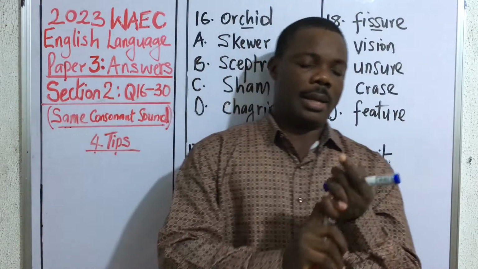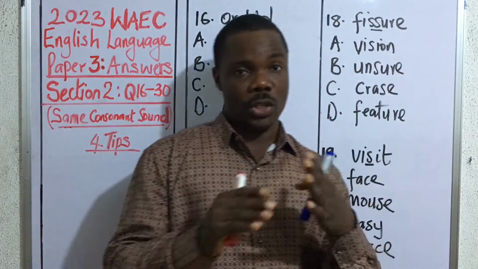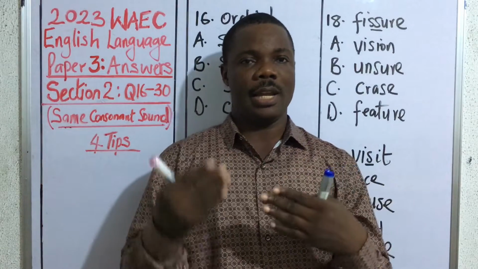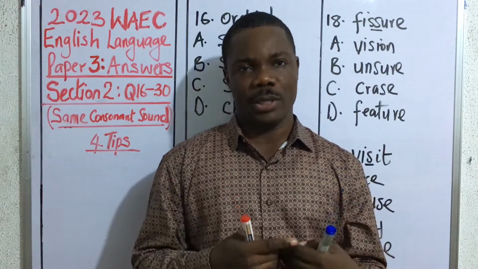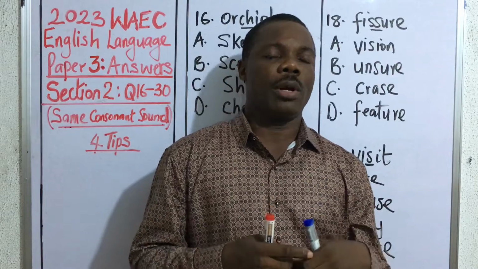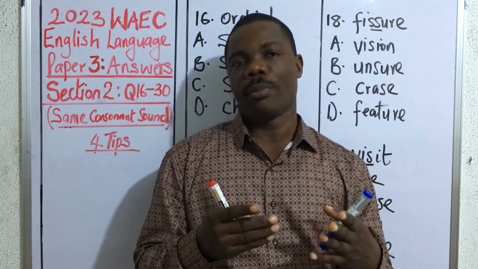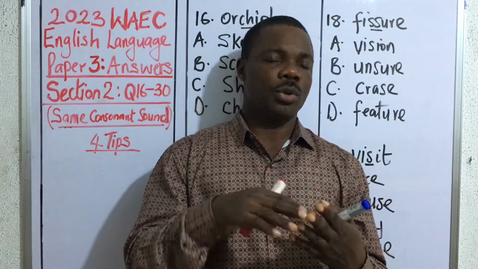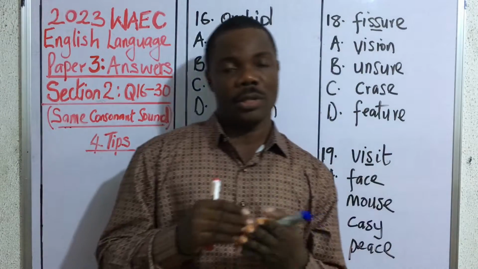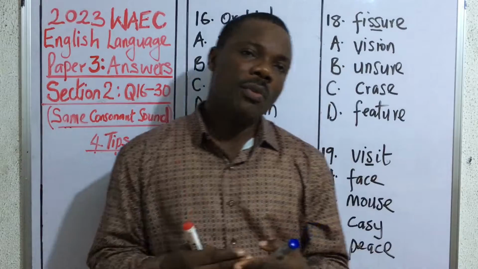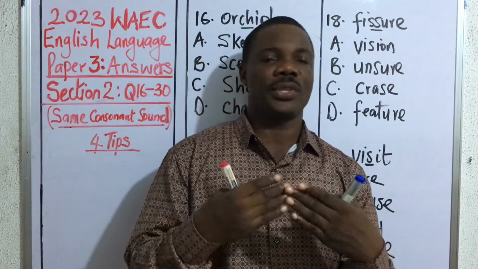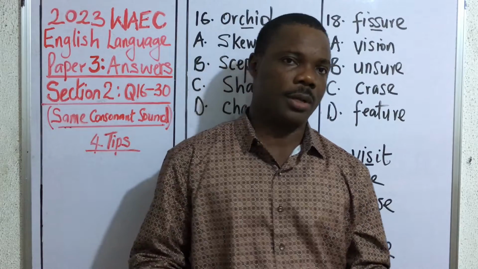Then number 3 is the ability to identify silent consonants, like when you have a word like debt, it's not debt, it's debt. And then we have a word like comb. It's not comb, it's comb. So the ability to identify silent consonants is also going to be a plus. And number 4 is the ability to identify past tense markers, and number 5 is the ability to identify plural markers.